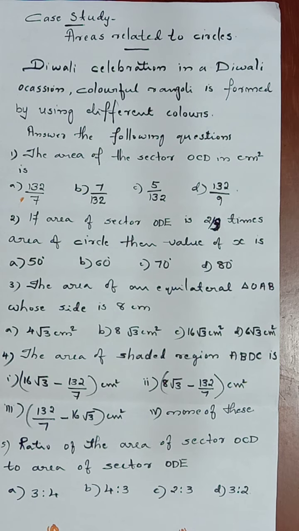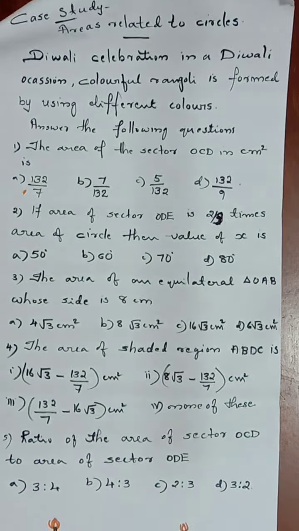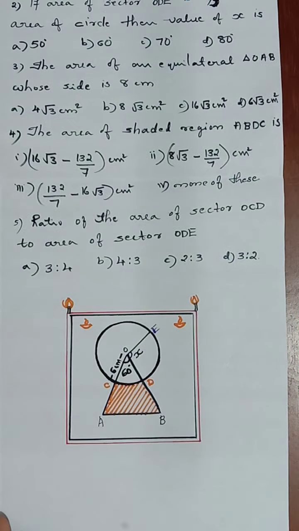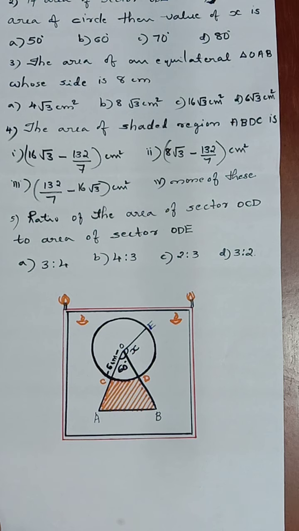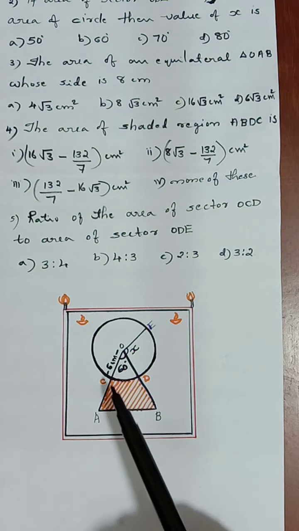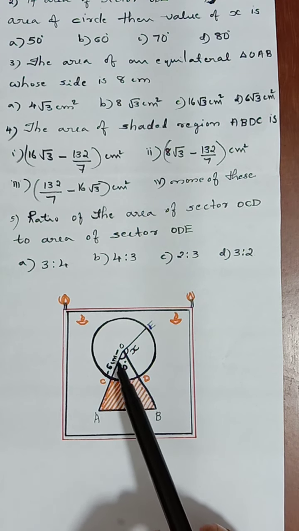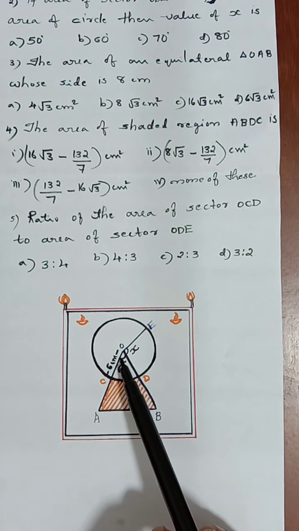Options are there, 4 options. We have to find out the correct answer. Area of the sector OCD in cm square. Let us check what is area of the sector OCD. Here you have the figure. Here you can see the sector. This sector is having an angle 60 degree.